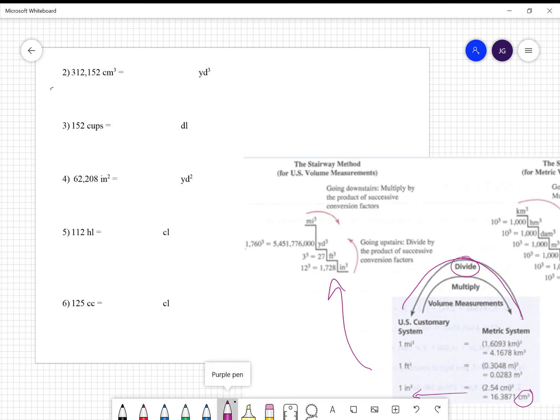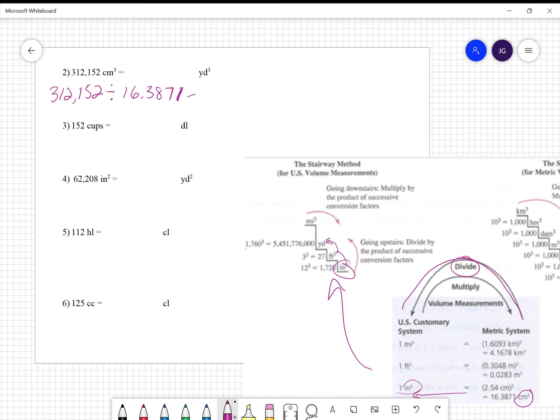All right. 312,152 divided by 16.3871, which puts me to inches. I don't want inches, I want yards. So I'm going to go up 2 steps.